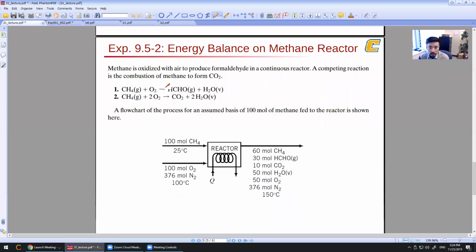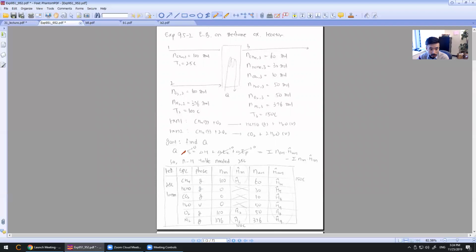If you look at the problem again, it asks to find Q. So the goal is to find out the Q as you see here. As we learned in the energy balance, Q minus W S, the shaft work, is equal to delta H plus delta E K, the kinetic energy, plus delta E P, the potential energy. In this application, there is no kinetic energy, no potential energy, and no shaft work involved. So these three terms go to zero. So delta H is basically the same as Q, which is our goal. So we just need to find the delta H.